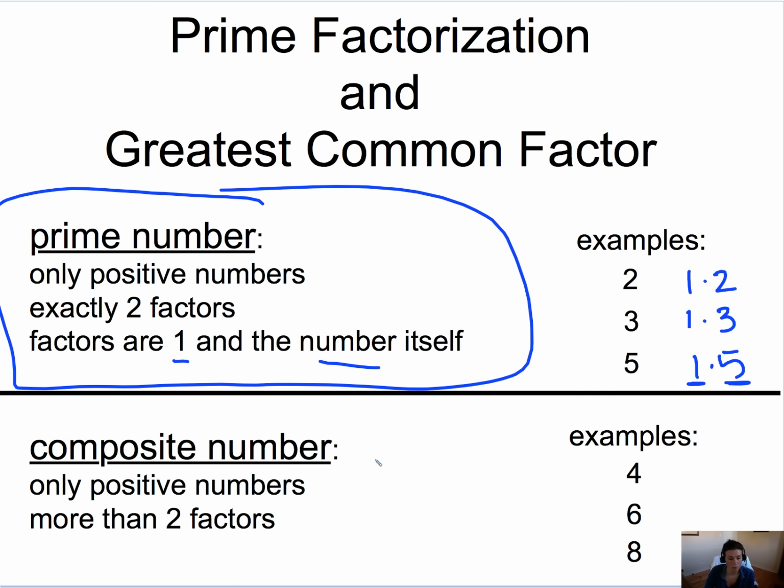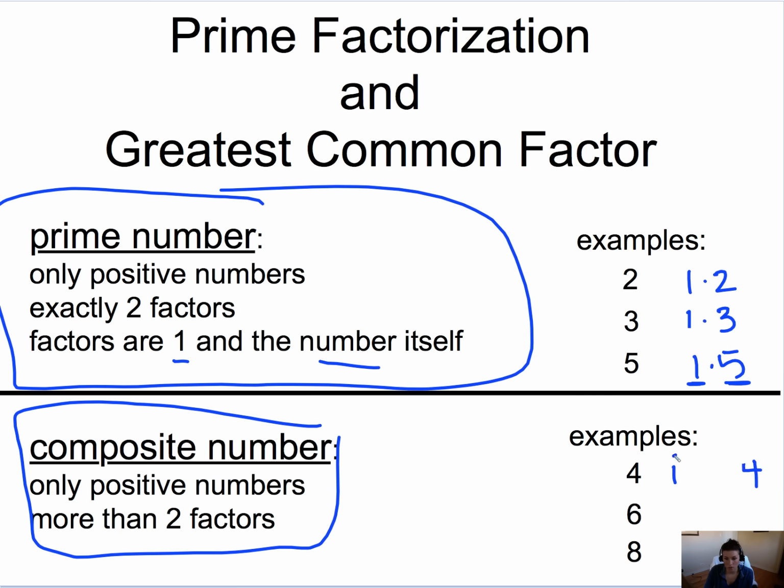Okay, now a composite number is basically any number that's not prime. Again, it can only be positive numbers, but composite numbers have more than two factors. So let's take a look at the number 4. You can have 1 times 4, or you could have 2 times 2. So it has more than two factors. For the number 6, you could have 1 times 6, or you can have 2 times 3.